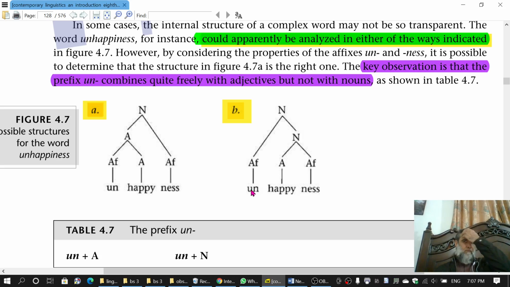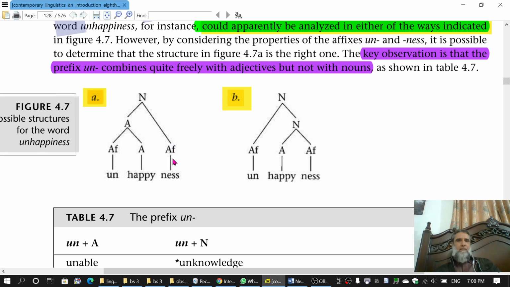This is a kind of problem. However, we will learn that the key observation is that the prefix un combines freely with adjectives, and happy is an adjective, so it can combine freely with un. Therefore, this first diagram is a more accurate diagram by saying that unhappiness, the whole of it, is a noun, but it consists of unhappy first, and then ness. So we are joining un with happy first.